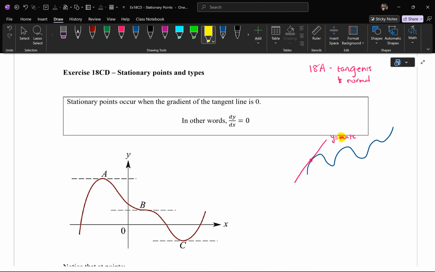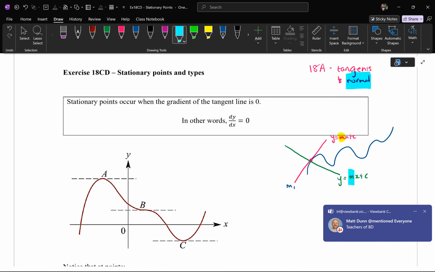Then yesterday's lesson, we introduced normal. Normal just means perpendicular line. So you learnt that in year 9 that you can find a perpendicular line. If you know M1, then you can find M2, because that green line there is also another straight line. It's y equals mx plus c. And the relationship between the two is that if M1 times M2 equals -1, they are perpendicular. Okay, so that was 18A.